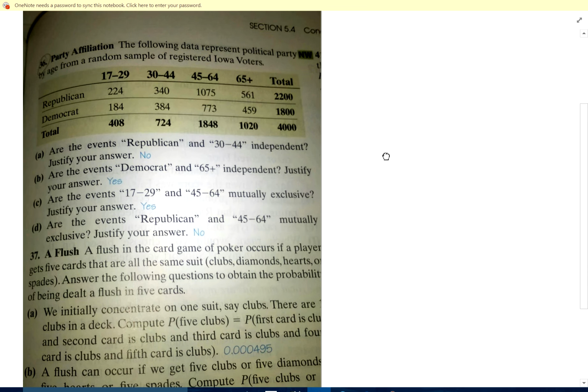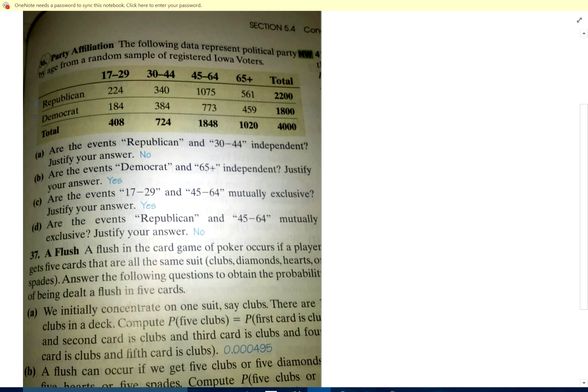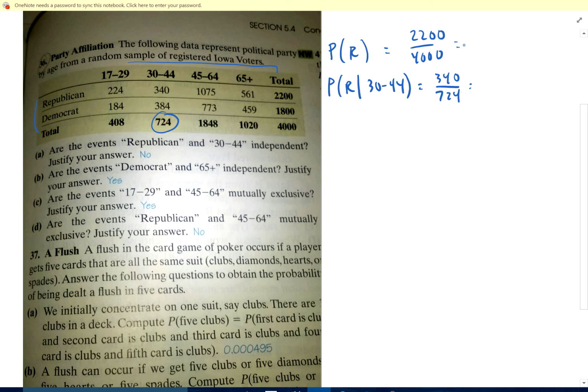36, party affiliation. We've got parties and age groups. Are the events Republican and 30 to 44 independent? Well, I would look at this. What's the probability that you are a Republican? And what's the probability that you're a Republican given you're 30 to 44? So the probability you're a Republican is 2,200 out of 4,000. Given you're 30 to 44, 724, and Republican, 340. Let's compare those two.